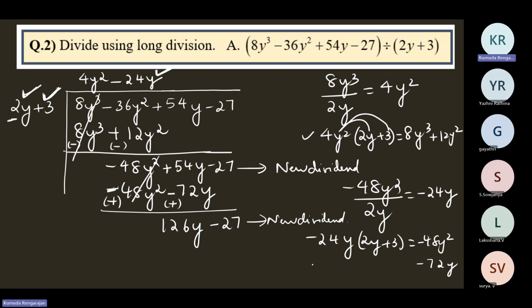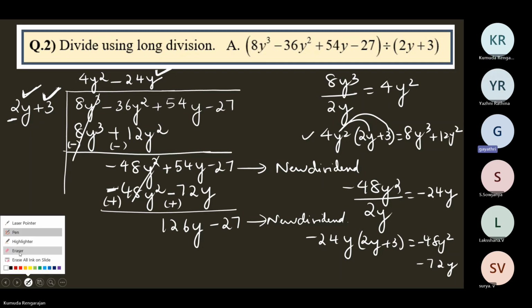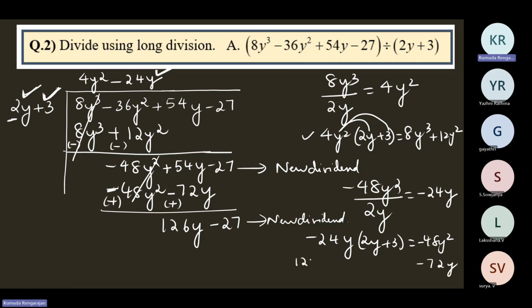Yeah, how do we continue? Ma'am, first we have to divide 126y by 2y, ma'am. Correct. 126y divided by 2y. What do we get? Okay, I'm unable to hear from Gayatri. So 63. Y and y get cancelled. So plus 63.